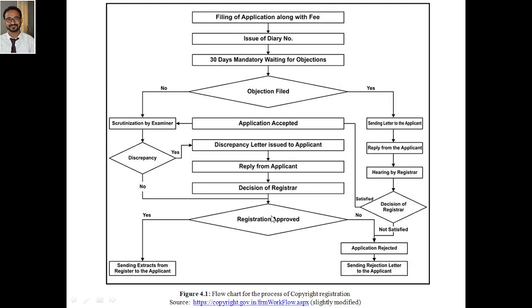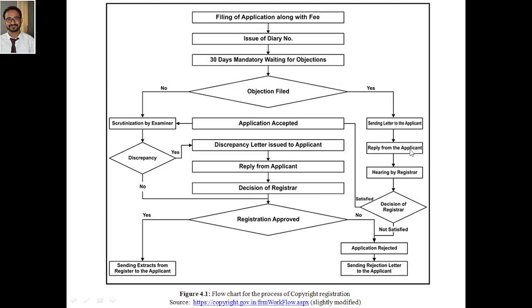If the registration is approved by the registrar, the same is sent to the applicant. The applicant receives a copy saying that your copyright registration is approved. If not approved, the application is rejected, and that information is sent to the applicant. Understood? This is how it happens if there are no objections. If there are objections, a letter is sent to the applicant, because it will not be considered as application accepted.